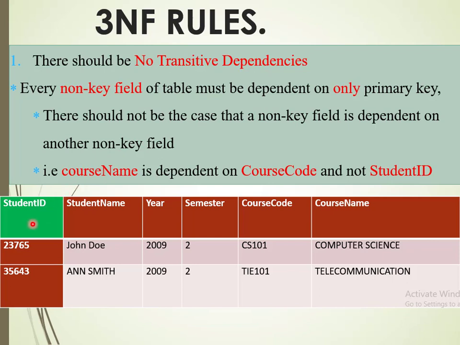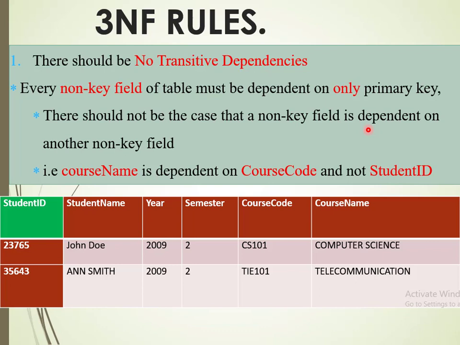So in other words, we should not have a scenario where you have a non-key attribute or a non-key field that is dependent on another non-key field, and that non-key field is the one that is dependent on the primary key. In a previous video, I've explained what a transitive dependency is.